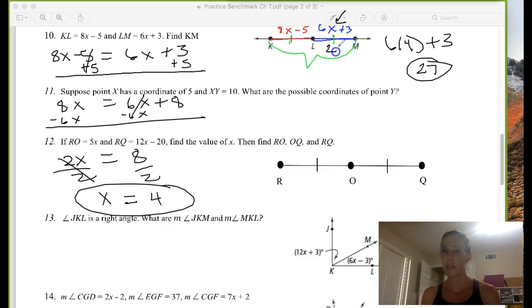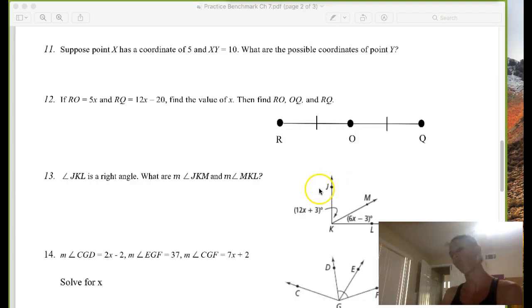So this is going to be 27, and this is going to be 27, and I add them together, and I should get 54. And there's your segment KM. All right, on to the next one.